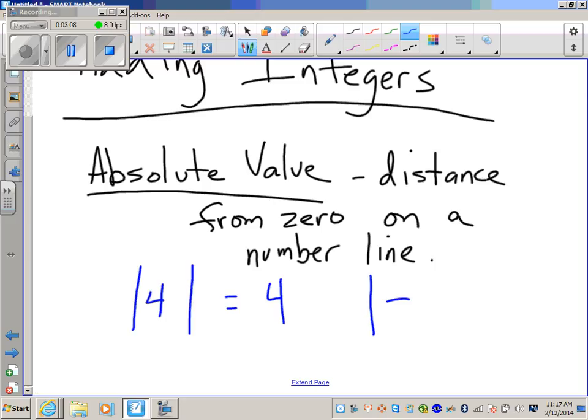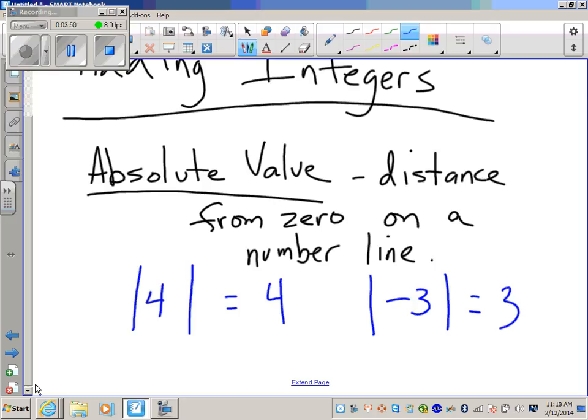What is the absolute value then of a negative 3? How many places from 0 is negative 3? Just give me a number. Did we say here, do we say 4 to the right? It's just 4. And this is going to be just 3. It has an absolute value of 3.